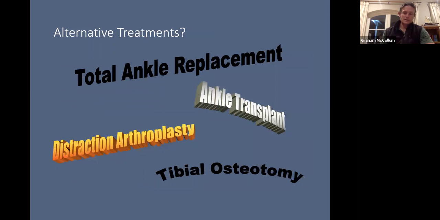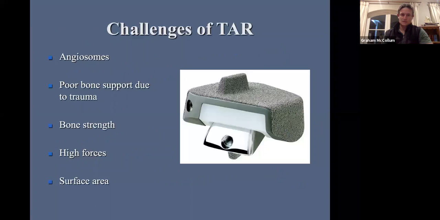So with all of these sort of downsides to an arthrodesis, what are the alternatives? Well, ankle replacement, ankle transplant, what's that? I'll show you some crazy stuff the guys are doing in California. Obviously, motion preserving procedures, tibial osteotomies, to try and preserve motion for as long as possible.